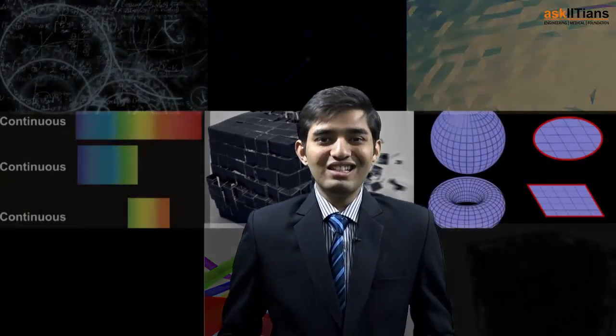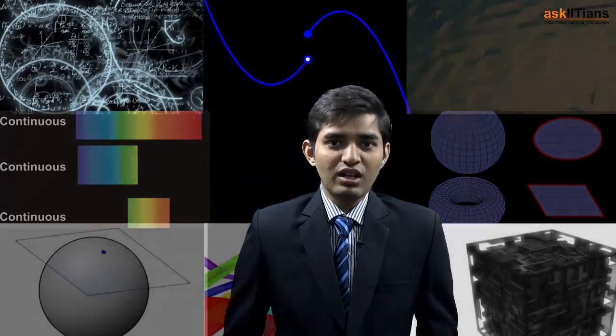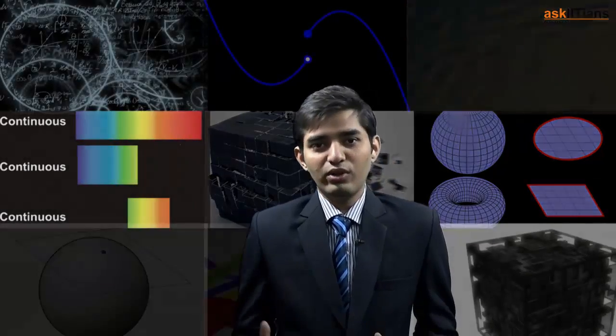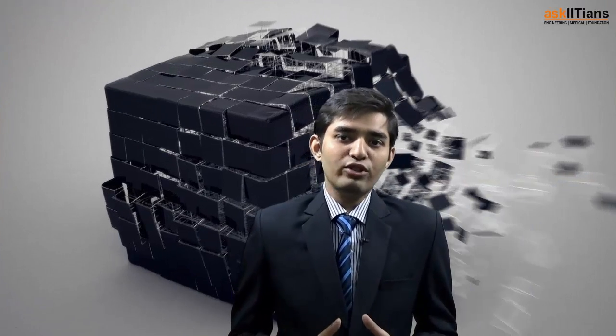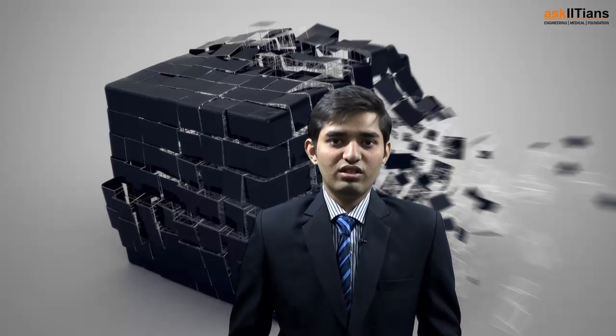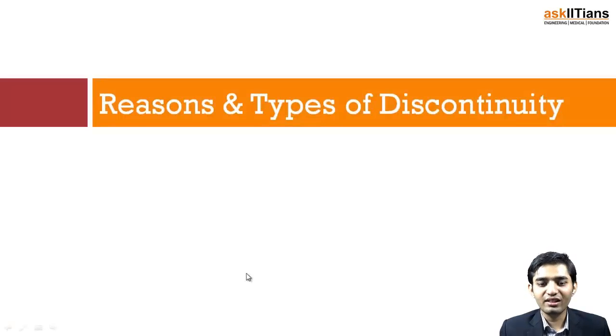Now in this part I am going to tell you about the reasons and several types of discontinuities. There are two main types of discontinuities: one is the removable type and the second is the non-removable type. We are going to talk about both these types in brief in this part. So let's watch this. Okay, so now let's discuss the reasons and types of discontinuity.